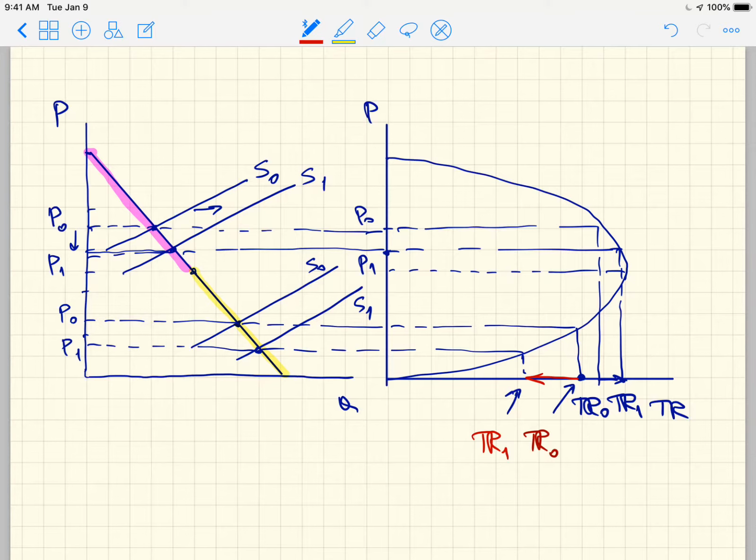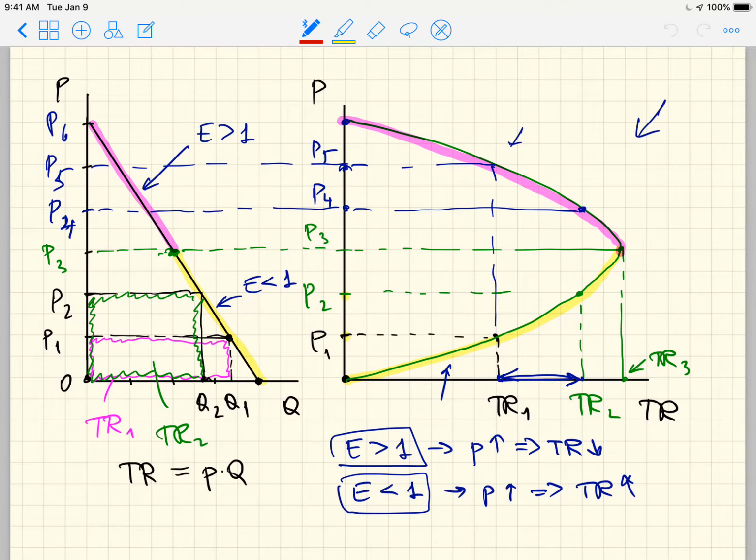So if we happen to be in the area of elastic demand, then an increase in supply, a decrease in price, will result in an increase in total revenue. But if we happen to be at the lower half of our demand curve, where demand is inelastic, then the same thing, an increase in supply, which causes a decrease in price, will result in a decrease in total revenue. So that's how we can apply the model we just learned on the previous slide.